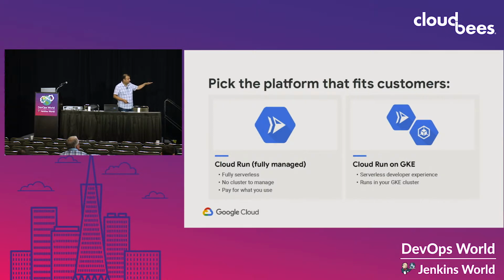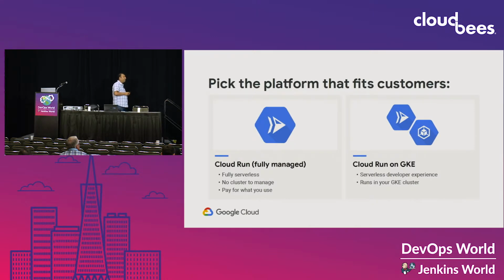Cloud Run is a fully managed one, so you don't have to manage your own cluster, you only pay for what you use. Typical serverless, it's fully serverless, fully managed. Whereas with Cloud Run on GKE, basically you have your own GKE cluster and you're running serverless on top of that.